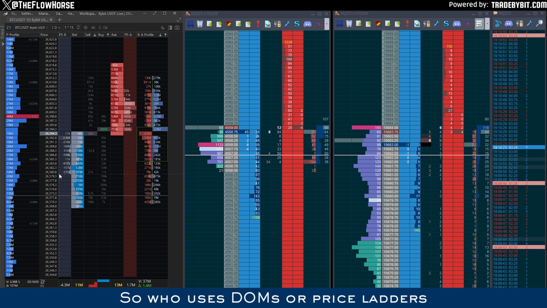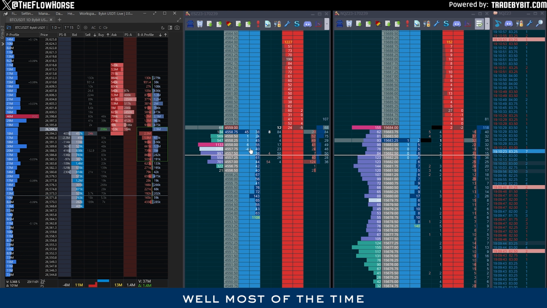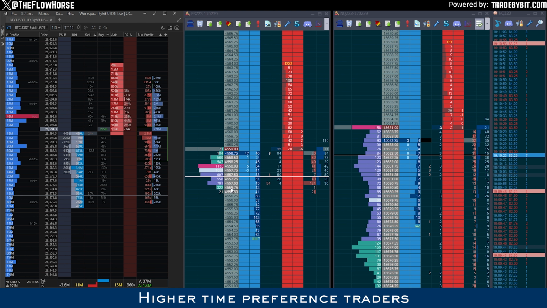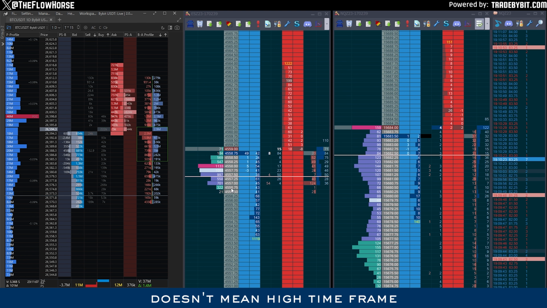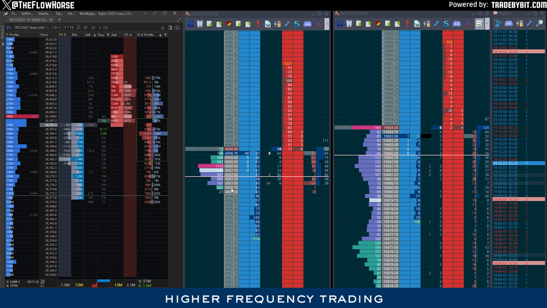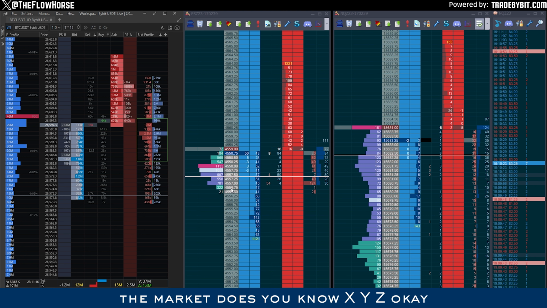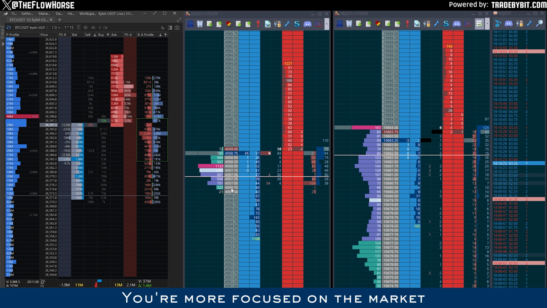So who uses DOMs or price ladders that you can trade off of? Well, most of the time, it's your higher time preference traders. Higher time preference doesn't mean high time frame. So real quick, high time preference is more lower time frame, higher frequency trading, okay? You have a higher preference for how fast the market does X, Y, Z, okay? You're more focused on the market.